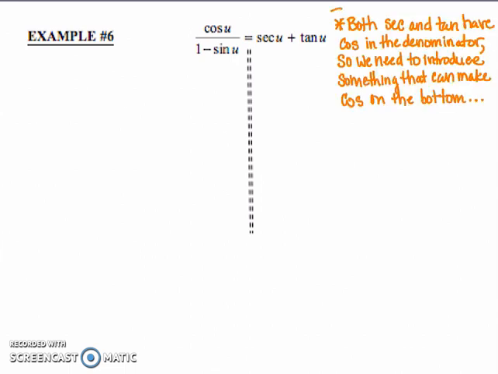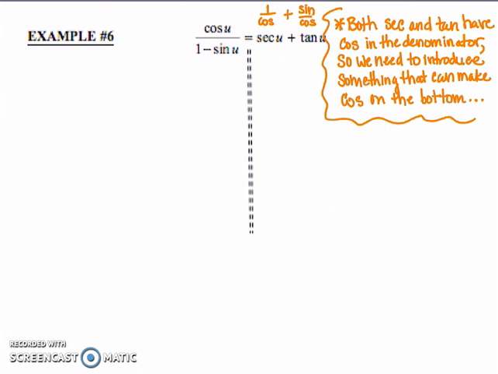So I just paused to jot this note down, and that is that when I look at this problem, and specifically at the right-hand side, I've got secant and tangent. Secant and tangent both have cosine in their denominator, because secant is 1 over cosine, and tangent is sine over cosine. So I need to introduce something on my left-hand side that could get us a cosine in our denominator. Right now, all I have is 1 minus sine u in the denominator.